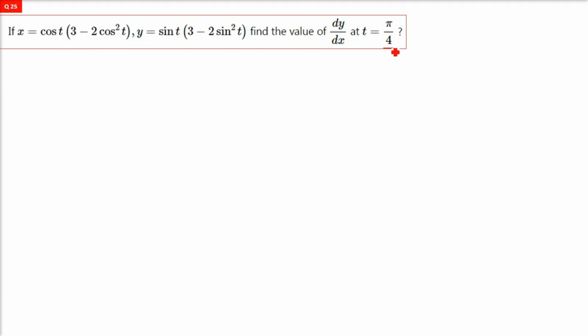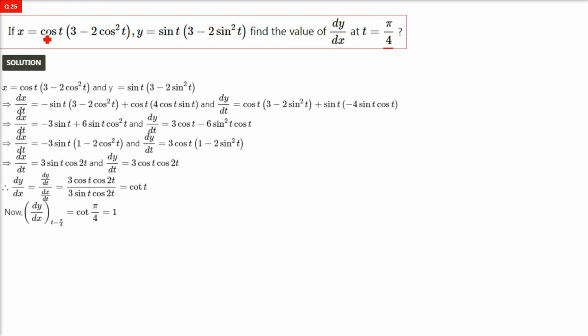Next one is t equals pi by 4. We have to find out dy by dx. So this is a very straightforward question. There's no trick here. We'll find out dx by dt, dy by dt and just divide them. So cos t, and I'm following the product rule. 3 will be 0 minus 2 cos square t will be 2 cos t, cos t will be minus sin t. So minus becomes plus, 4 cos t sin t. So you just write 4 cos t sin t.